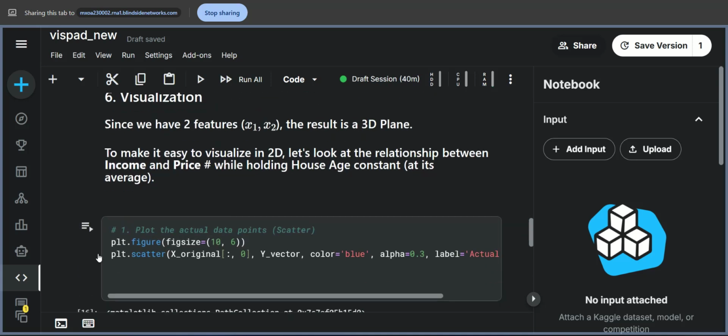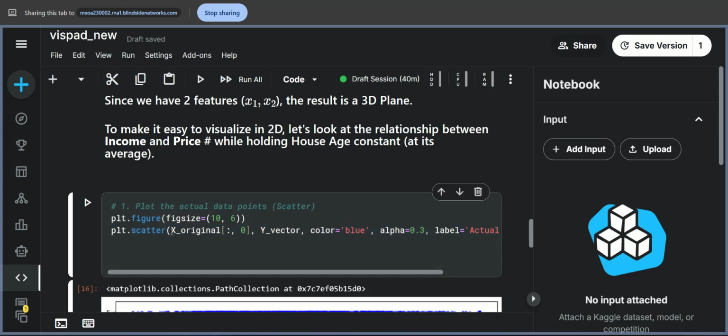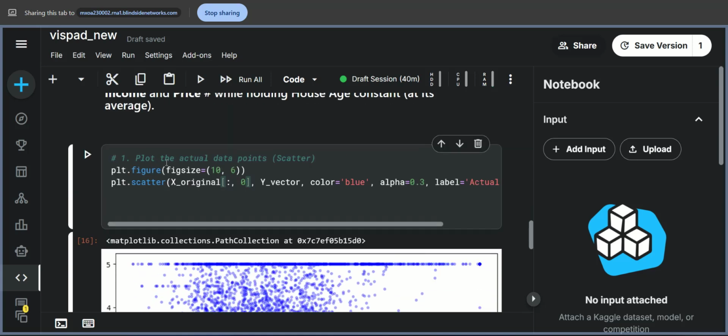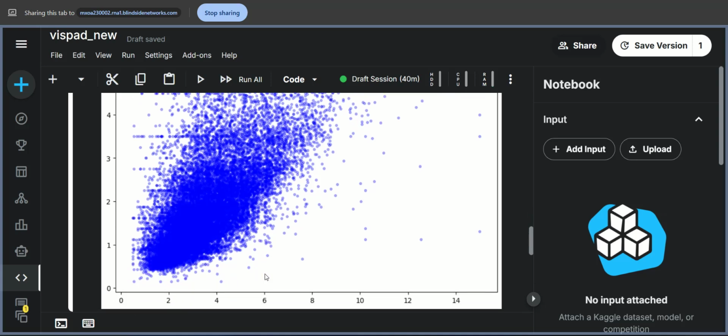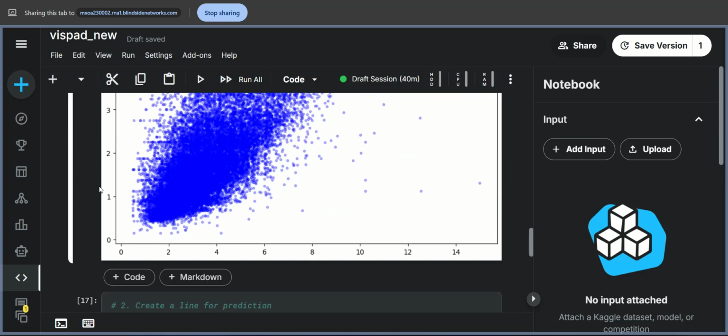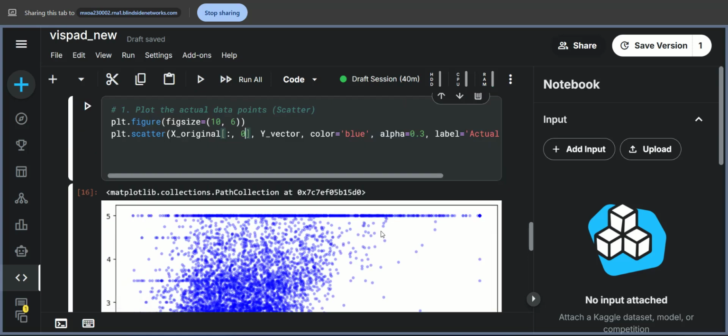we say x original, the feature matrix. We are going to use all the row numbers, and then we are going to use the income, right? Then we're going to plot it with matplotlib. So all these blue points are the houses, right? They just represent the houses, and this is the house value, and this is the income, right?